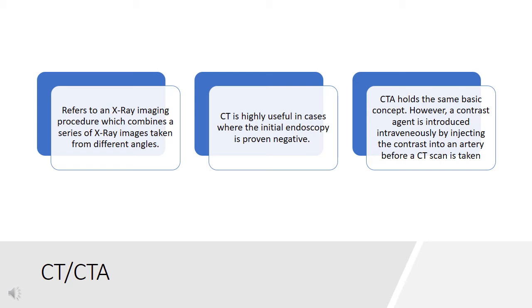CT refers to an X-ray imaging procedure which combines a series of X-ray images taken from different angles. CT is highly useful in cases where the initial endoscopy is proven negative. CTA is the same basic concept as CT in that multiple X-rays are taken, except for in CTA, a special dye or a contrast agent is injected through a vein to highlight certain details of your body like arteries.